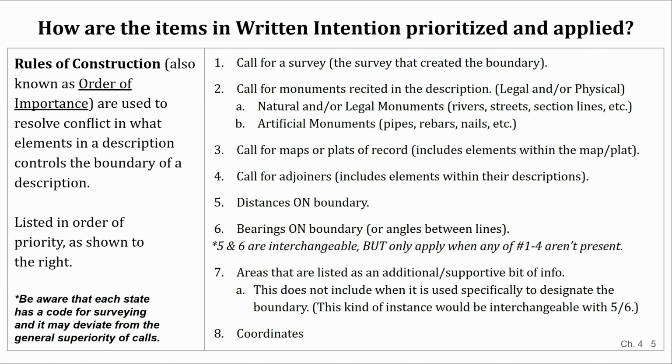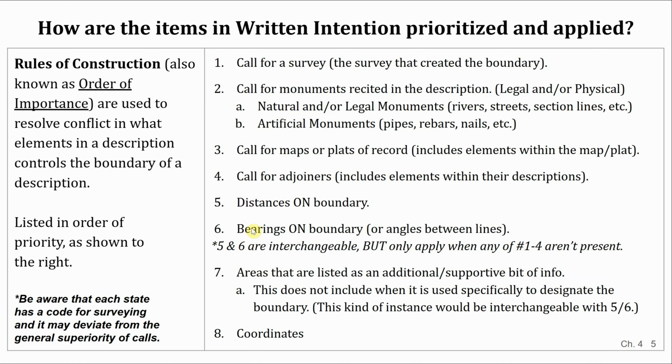This rule is not applied when all the description provides is something like the north 10 acres of lot 12. In that case, the boundary of lot 12 and an area of 10 acres will control above everything else. So this is only in the instances where area is listed at the end, a parenthetical, saying this should be about 43 acres or whatever. Number 7 can also be interchangeable with 5 and 6 in the same situation, whatever makes sense and whatever works.